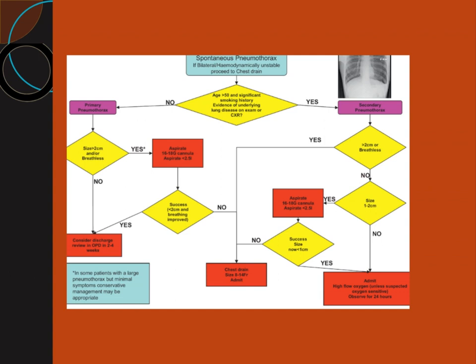But in all cases of secondary spontaneous pneumothorax, whether it's more than 2 centimeters needing a chest drain, or less than 2 centimeters, we need to admit the patient for 24 to 48 hours, because they are at high risk of recurrence or non-resolution of whatever condition is going on. Admit them for 24 to 48 hours, observe, and then if you're confident, we can discharge. So that was the whole ladder pattern.